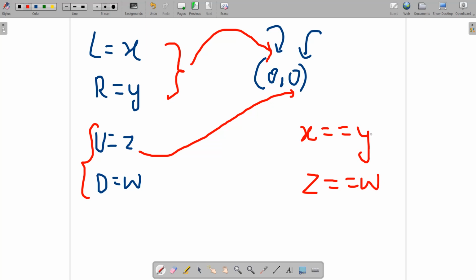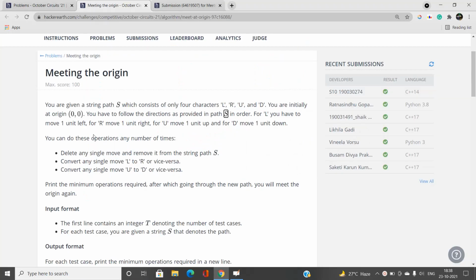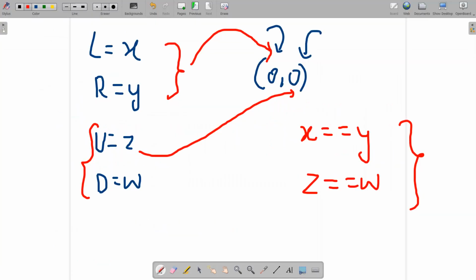Now the problem lies in how we are going to reach this condition with the given operations. We need to find the minimum number of operations required to make X exactly equal to Y and Z exactly equal to W, where X is the count of L occurring in this string, Y is the count of R occurring in this string, and similarly Z and W.